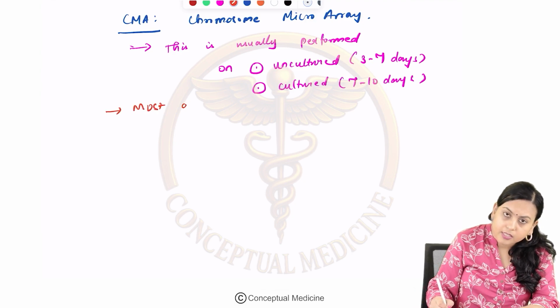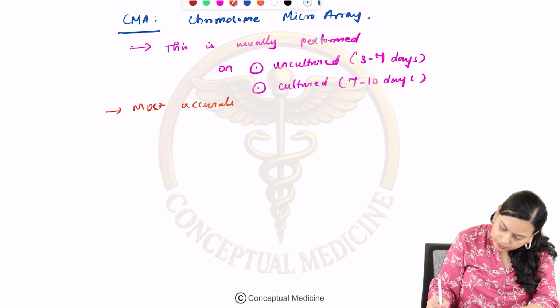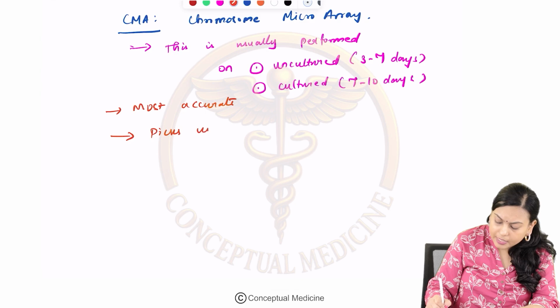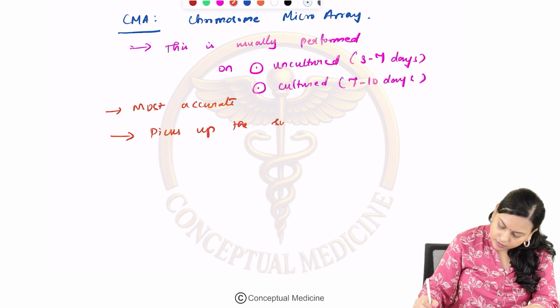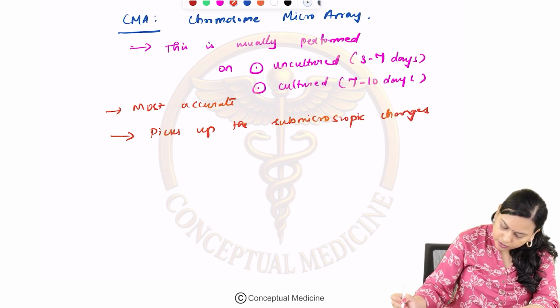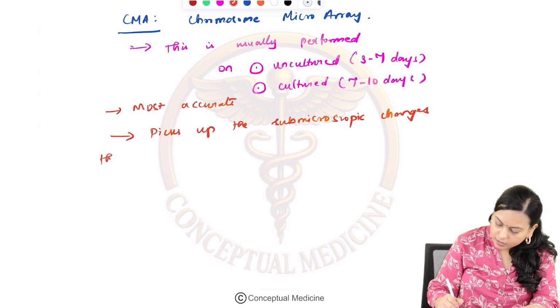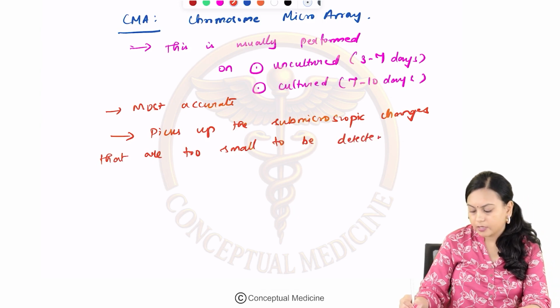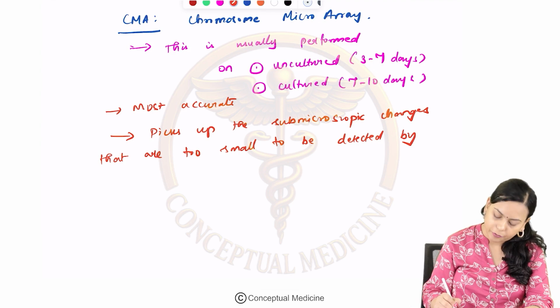And then, if you see, this is the most accurate method. Okay. It even picks up the submicroscopic changes, okay, that are too small to be detected by karyotyping.